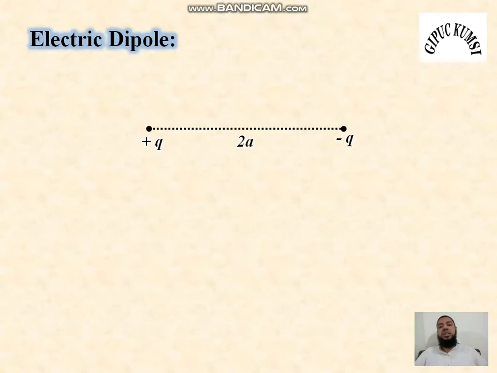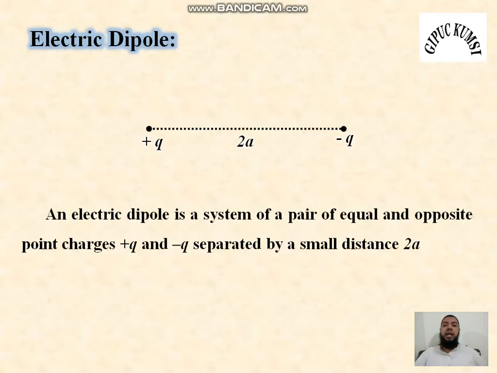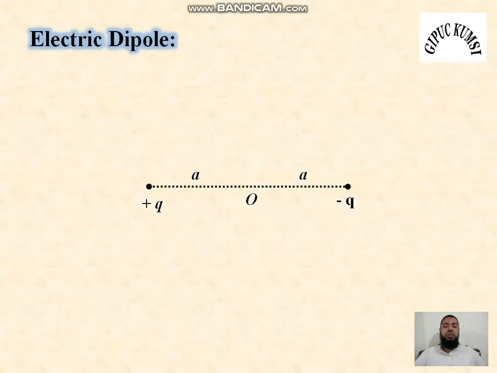Then this system we call an electric dipole. An electric dipole is a system of a pair of equal and opposite charges plus q and minus q separated by a small distance 2a. In electric dipole we are going to have some very important concepts. Let's try to recall them.